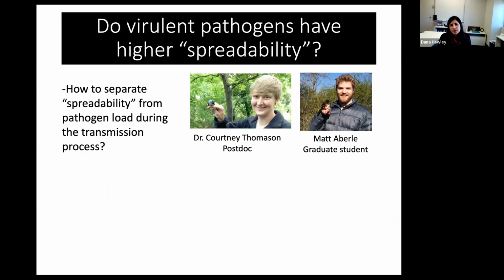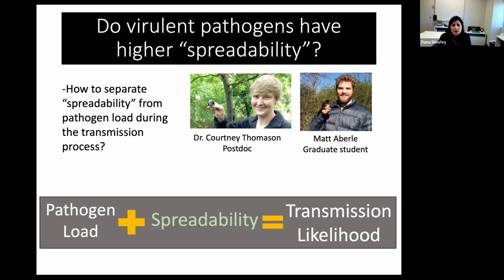And we really wanted to address the challenge of how we can separate out this load-independent process of what we're calling spreadability from just the higher pathogen loads. What I mean by that is that we've done a lot of experiments just looking at whether virulent strains have a higher transmission likelihood in these captive settings. And they do. We've looked at probably 10 strains at this point. I'm not going to have time to show you those data, but in general, virulent strains lead to significantly higher transmission. But to what extent is that just a function of the higher within-host pathogen loads they cause, this higher spreadability component that we wanted to measure, or both?